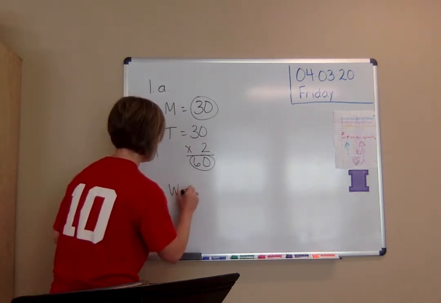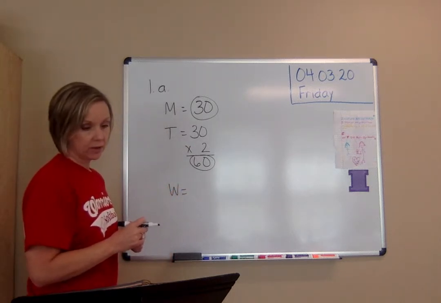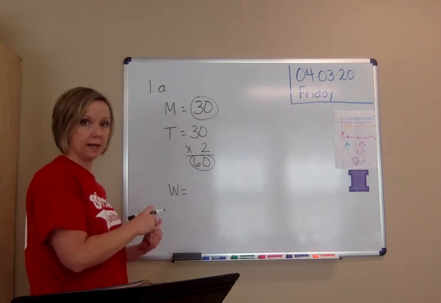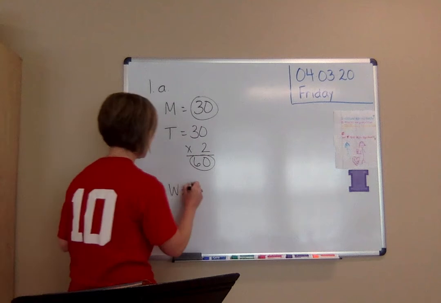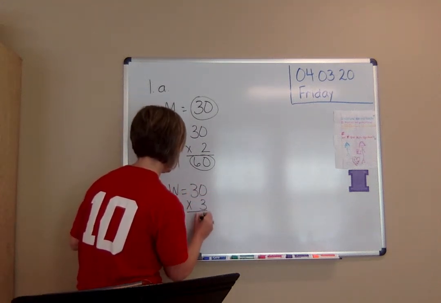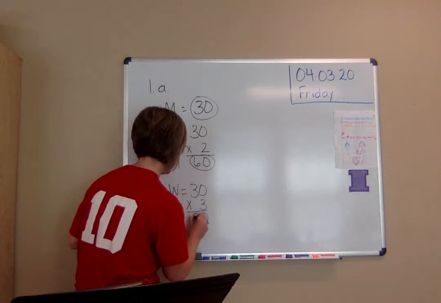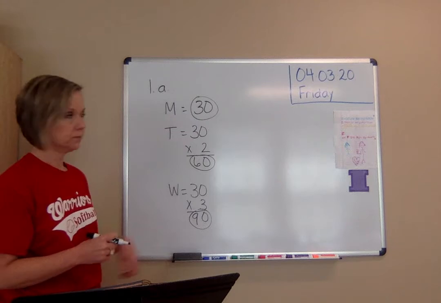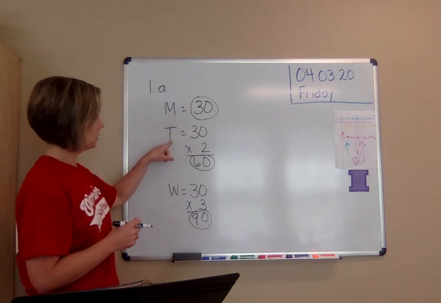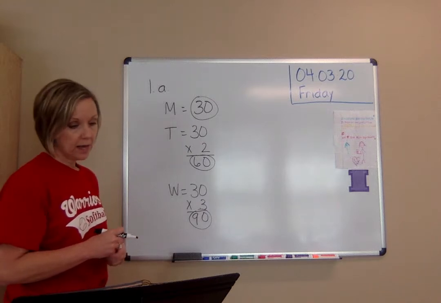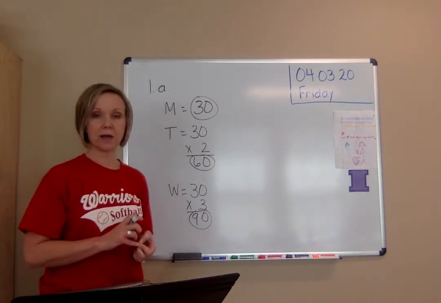Wednesday, we need to solve. It says, and 3 times as far on Wednesday as on Monday. So Monday was 30 times 3. 3 times 0 is 0. 3 times 3 is 9. So now we have a value for each day. Monday's 30, Tuesday's 60, Wednesday's 90 miles. How many total miles did he drive on those 3 days?